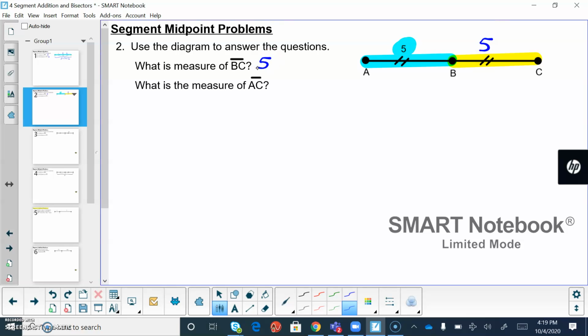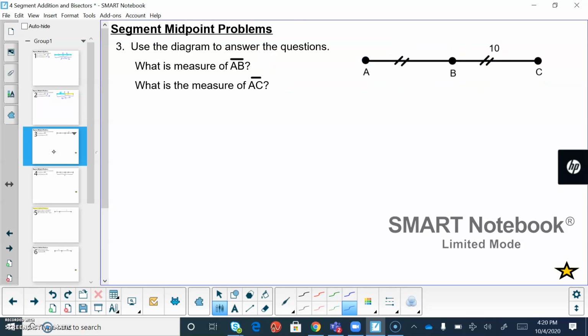And now I can find the measure of line segment AC, which is the last question, using the segment addition postulate where you add the two parts together and that gives you the total. So now I know that the measure of line segment AC is 10.